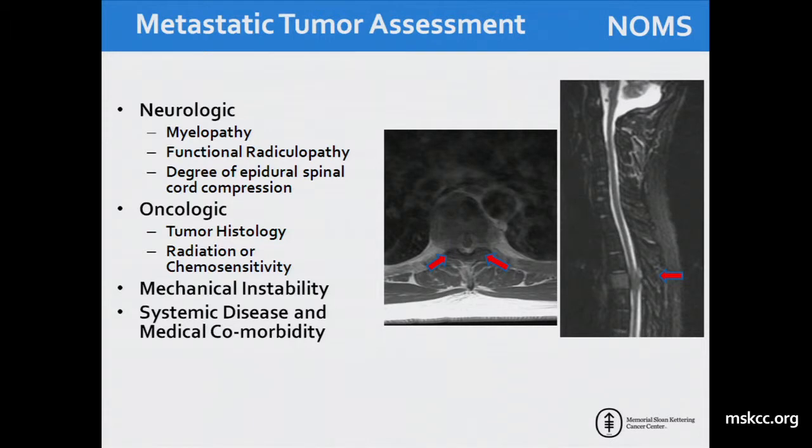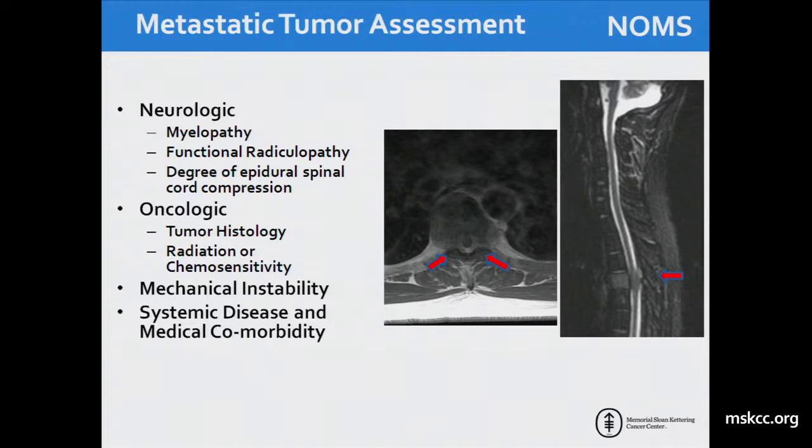So how do we make these decisions, and how do we integrate all of these possibilities, the systemic, the radiation, the various options of radiation, and the various surgical considerations? It's the NOMS paradigm. It's the 4 things that we think about every time we see a patient with spinal metastasis. NOMS stands for the neurologic, oncologic, mechanical, and systemic considerations. And so the neurologic and oncologic are made in concert in order to decide what kind of radiation the patient requires and whether they require surgery.